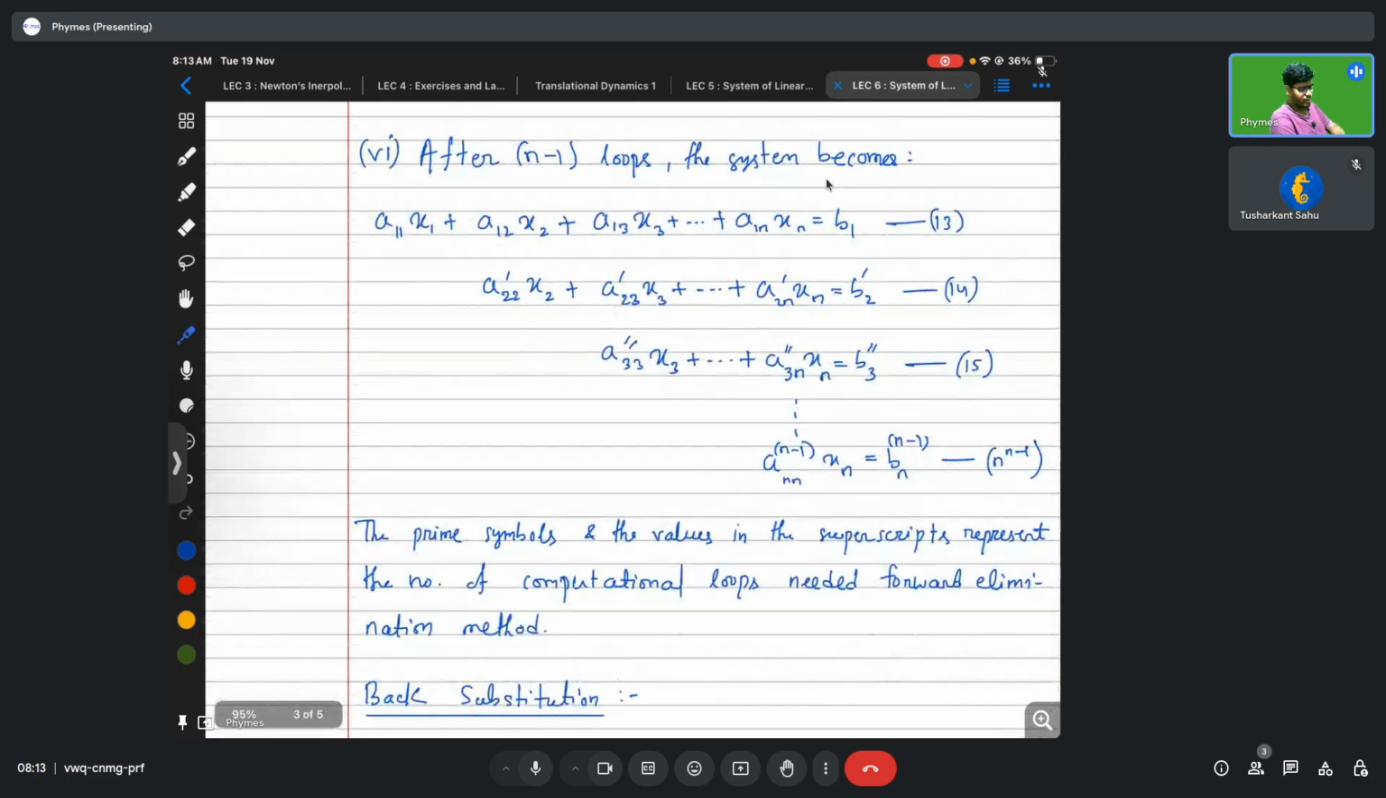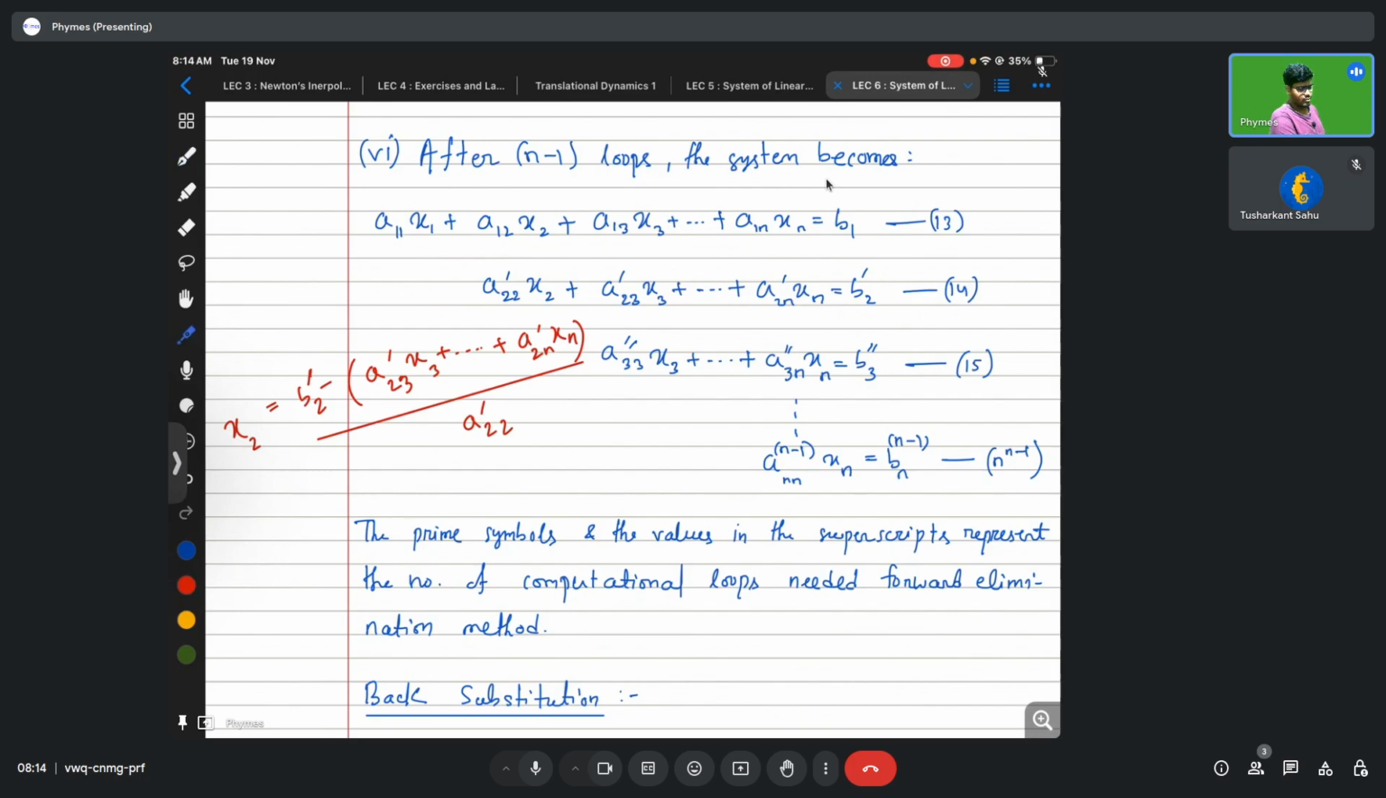You see that if you want to find this x2 value, what will be this x2 value? This x2 value will be b2 dash minus addition of a23 dash x3 up to a2n dash xn divided by a22 dash, right?